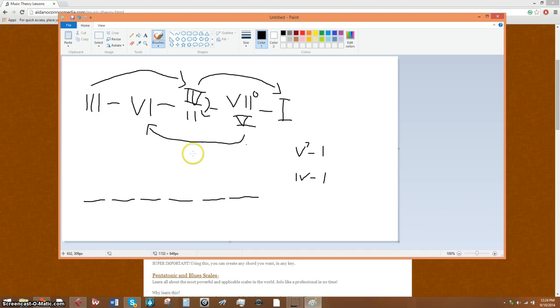Okay, plagal cadence. And then we have... I'm going to go from there to a half cadence, and a half cadence is pretty much anything to 5. But when I say anything, the most common ones are going to be 2 or 4. So I'm going to say 2 and 4.